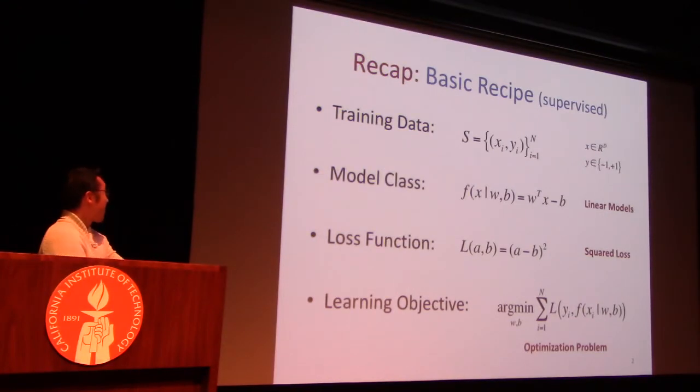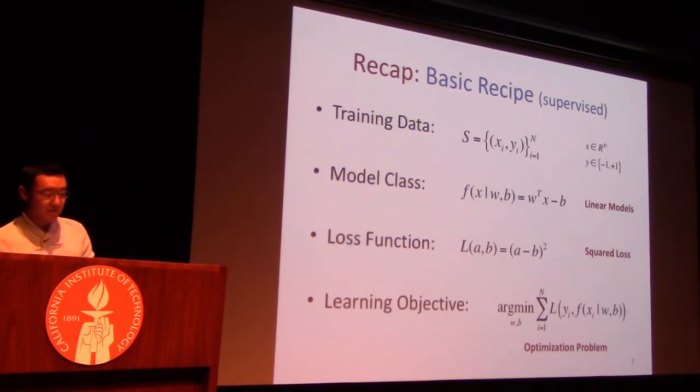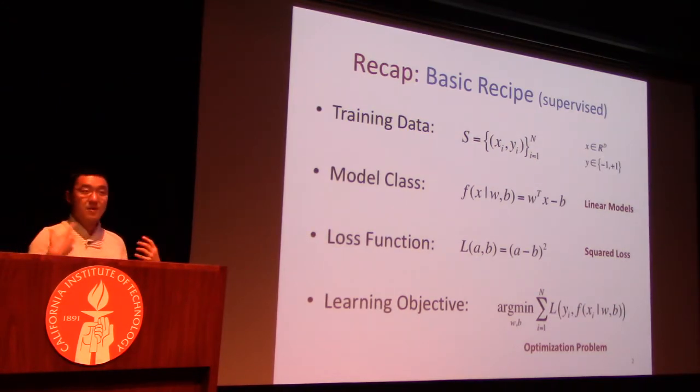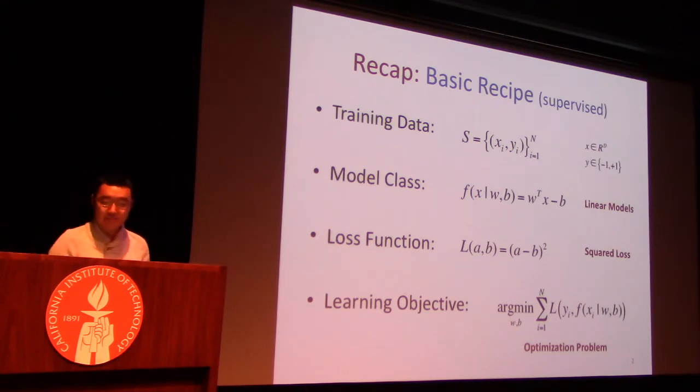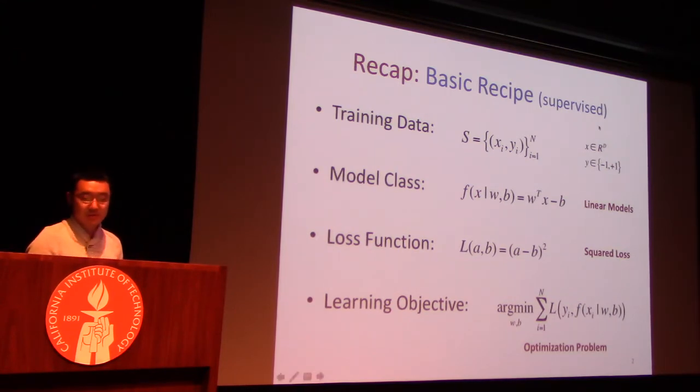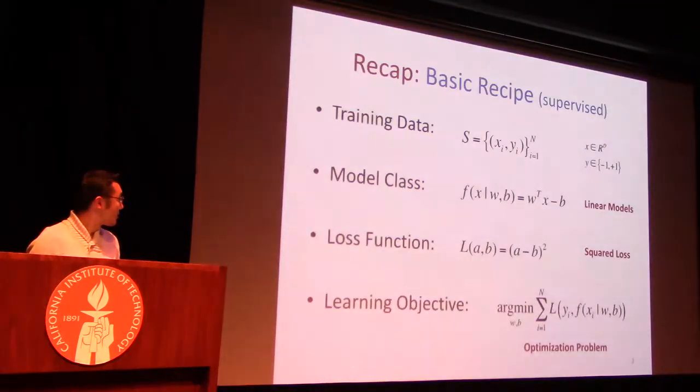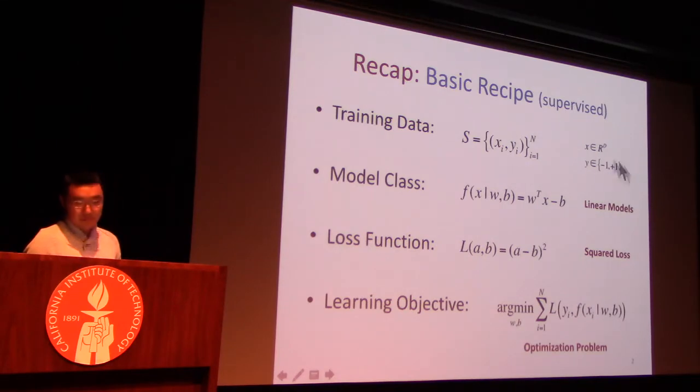Just a recap of last lecture. These are sort of the basic ingredients of supervised learning. You have a collection of training data. And here, for simplicity, we'll look at binary classification, where the target labels y are either +1 or -1.